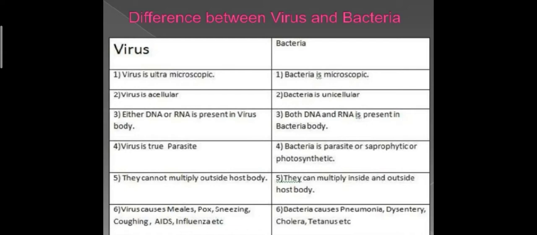We have discussed bacteria. Some bacteria are Escherichia coli, tetanus bacteria, pneumonia bacteria, and cholera bacteria. The main difference between virus and bacteria is that a virus is even smaller than bacteria. Virus is acellular, bacteria is unicellular.